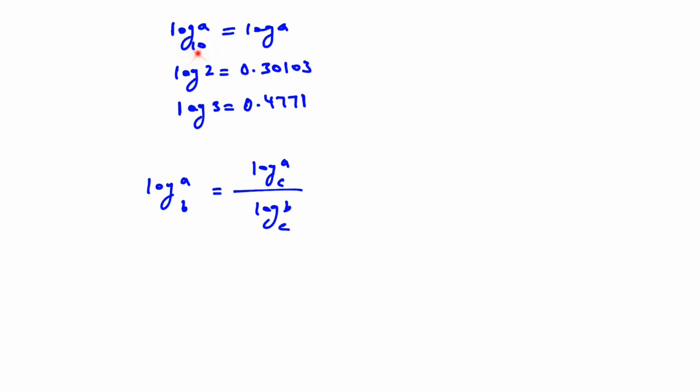When the base is 10, it's called common log. And usually we don't write the base. So log of a and log of a base 10 have the same meaning. We use a calculator to find log of 2 base 10. There is a button for log. If you use that calculator, you see log of 2 is 0.30103. Log of 3, use the same button.